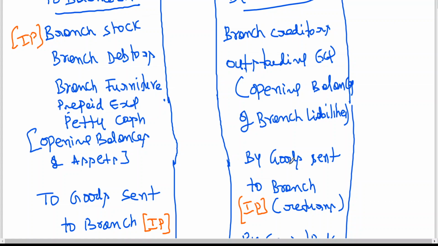The next one. When remittances are received by the head office from branch or branch customers, the entry is: Cash or bank account at R2 to branch account.